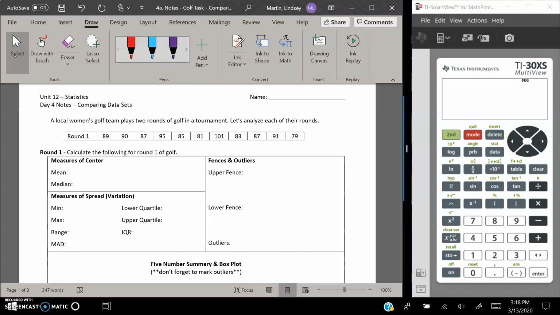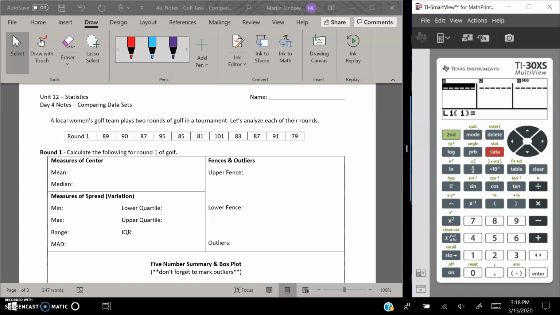So, we are going to be comparing 2 rounds of golf. The first thing that we want to do before we start is to press data on our calculator. We want to make sure that all 3 of the lists here are cleared out. If they're not, you can press data again and clear all your lists.